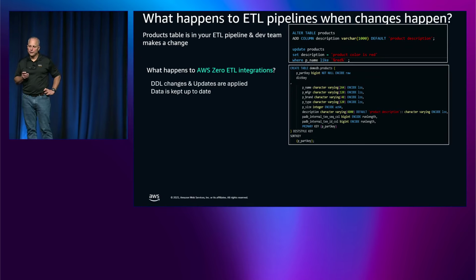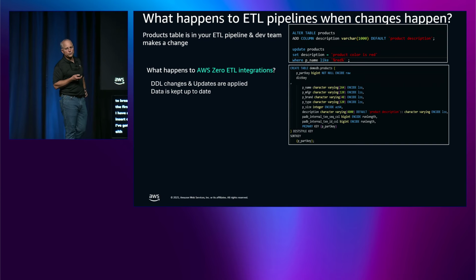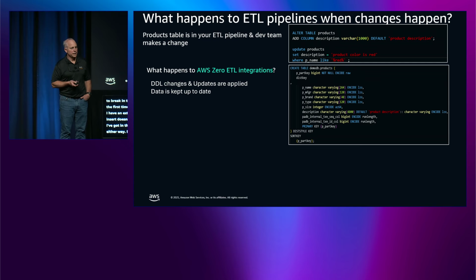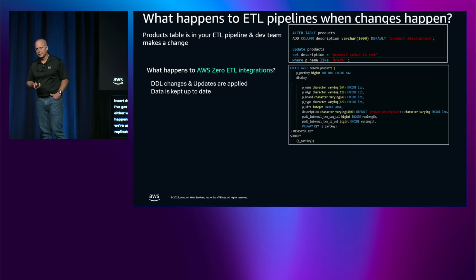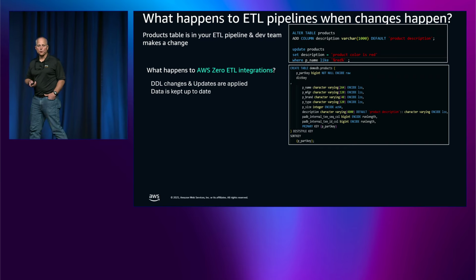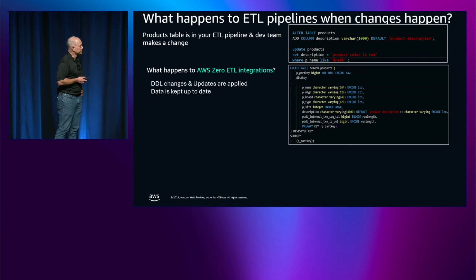Now, with zero-ETL, what happens in that case? Well, since we're using the binlog or PG logical replication, that DDL or DML change operation of altering the table, adding the column, percolates over across the zero-ETL, and now my Redshift table gets updated with that additional column. I get to sleep in at night, right?